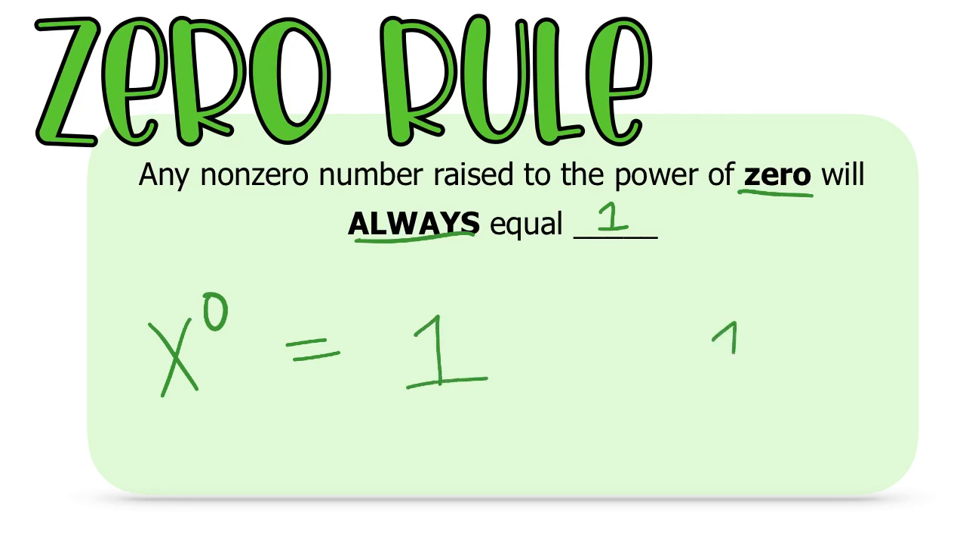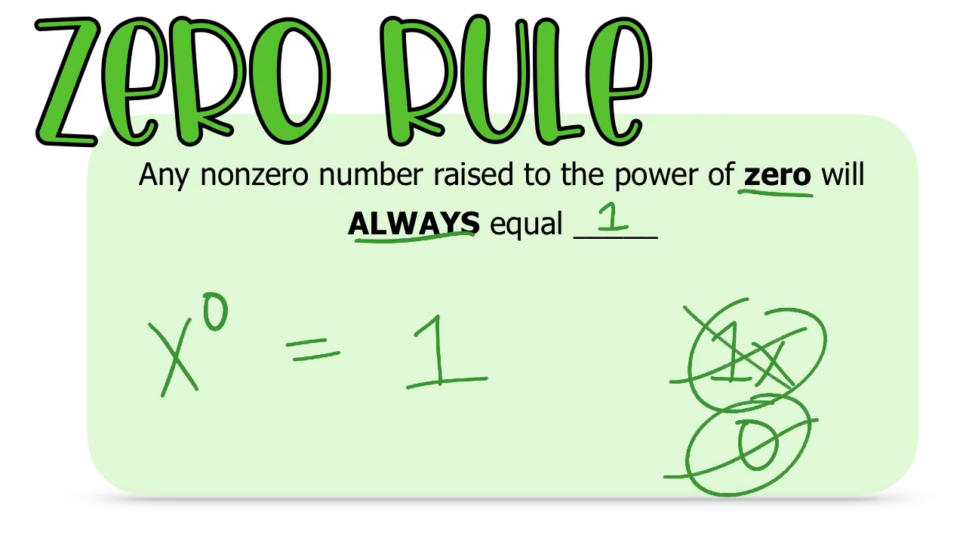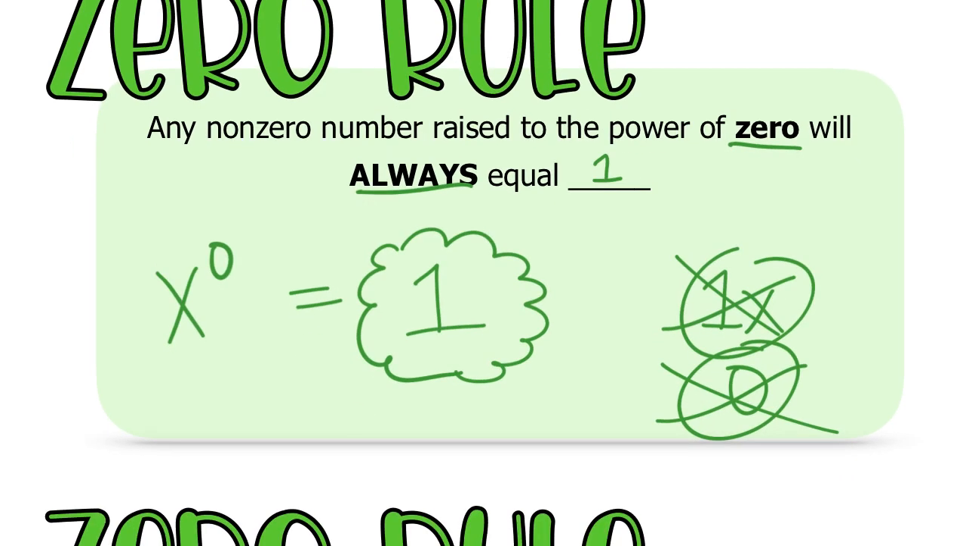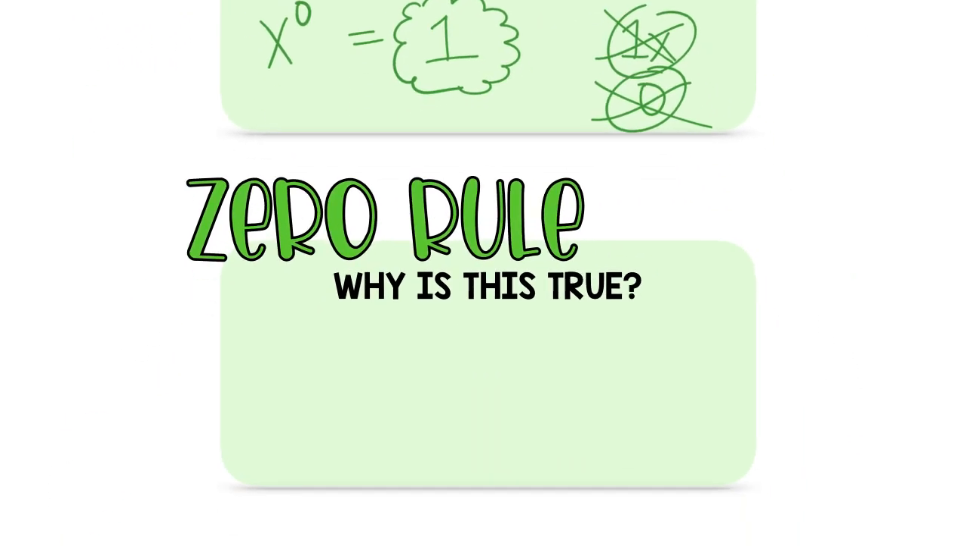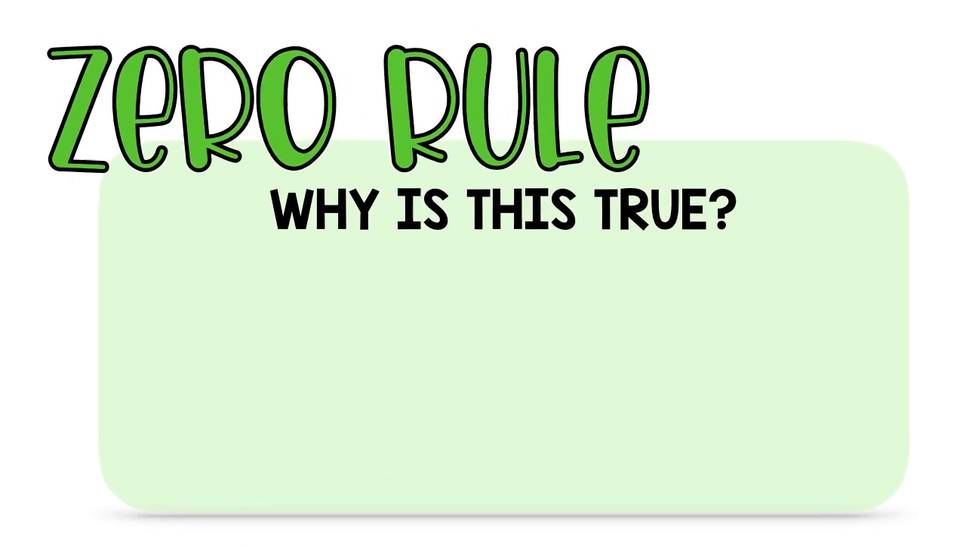It will not equal 1x or 0. Some people like to try to say that that's what it is. It's always just going to equal positive 1. And I'm going to show you very quickly why that works. So the reason why that is true, here's a very quick explanation of it.